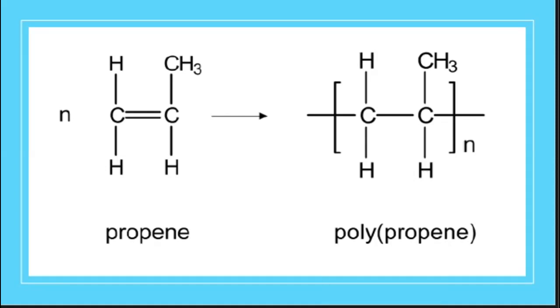Right? Polypropene. Again, the structure, the double bond is broken, and all we are left with is the single bond, and this structure is repeated over and over and over. So we have the formation of the polymer from the monomer. Right, the formation of the polymer from the monomer.